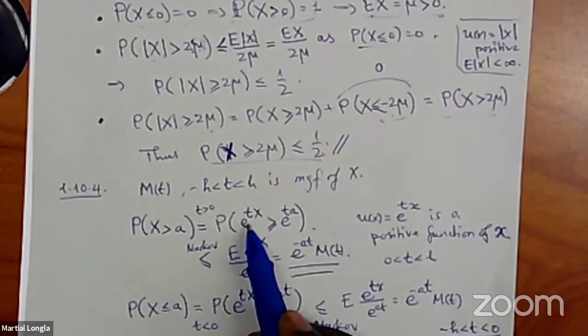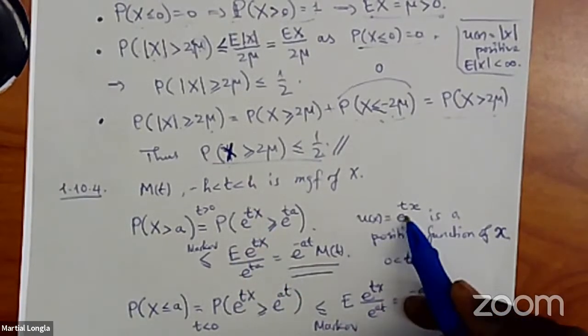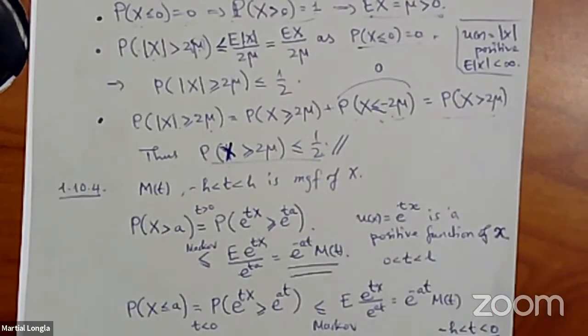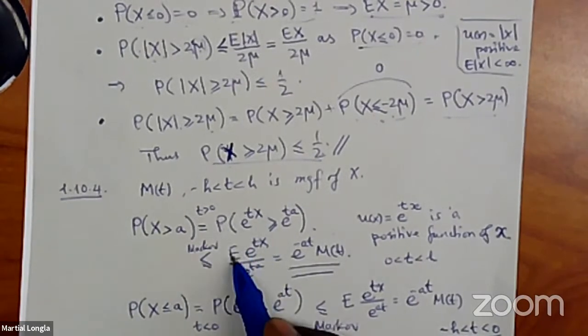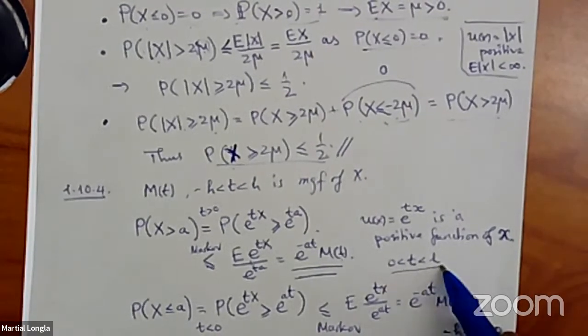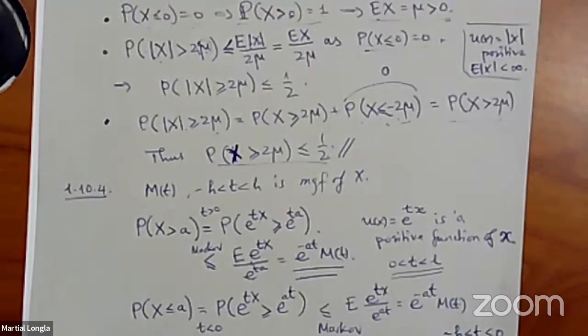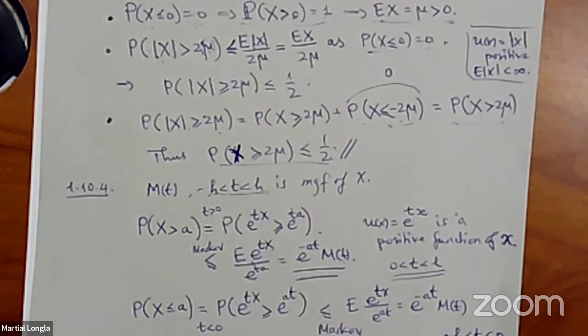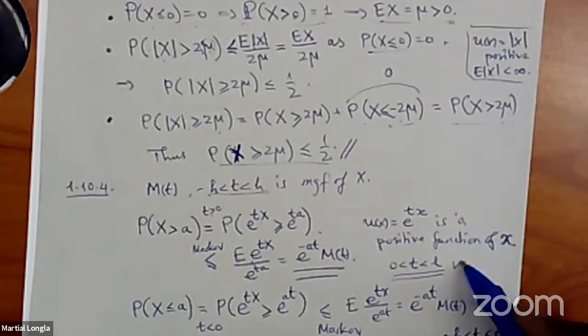And now this is my u of x. U of x is e to the tx. It's a positive function with finite expected value. Therefore, by Markov inequality, this is less than expected value of e to the tx over e to the ta. But this is the moment generating function. And so we get what we needed under the condition that t is between 0 and h, because here we were dealing with positive t, and from the definition of m, t must be less than h. That's why this condition is there.